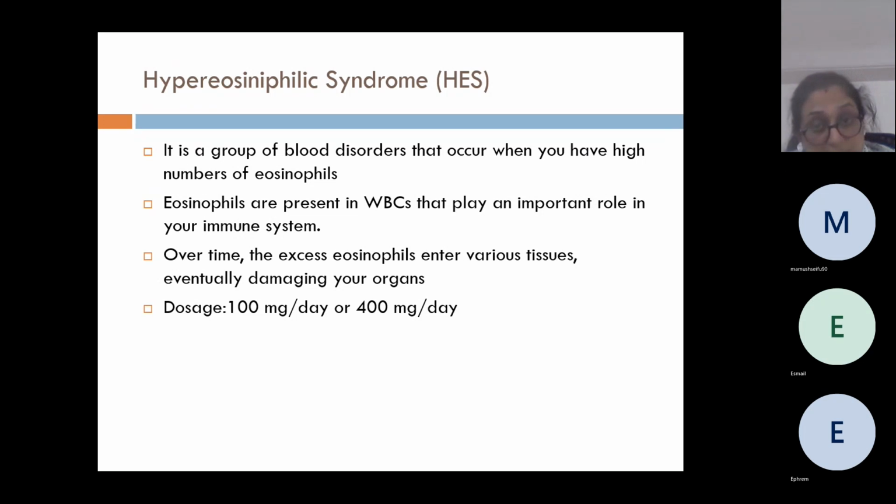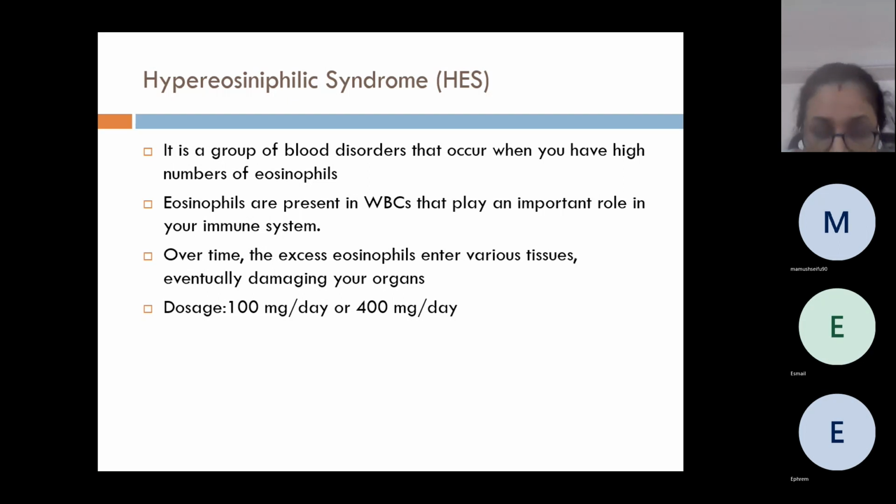So if these eosinophils are huge in number and they are abnormal, they start entering the different tissues. When they start entering the different tissues, they damage the organs when they enter. So that is a condition which is not acceptable and requires treatment. And the dose here is 100 mg or 400 mg per day. That's why we have got 400 mg capsules and 100 mg capsules both. Yeah. So that's it with respect to imatinib.